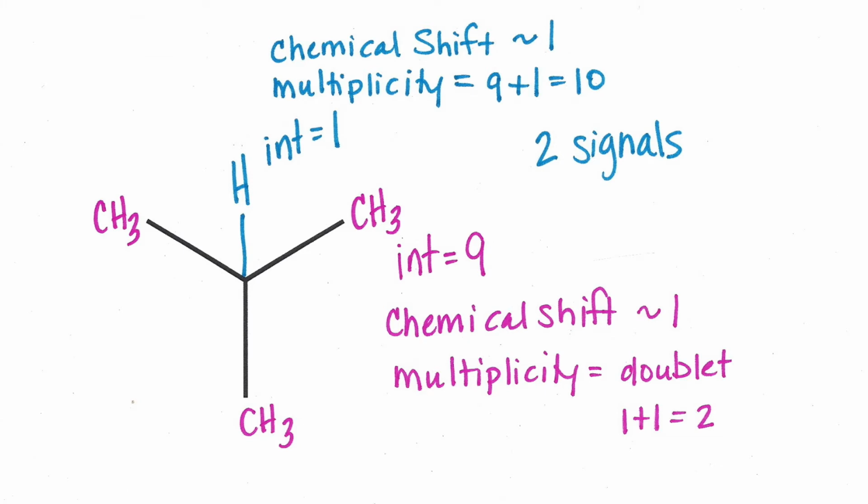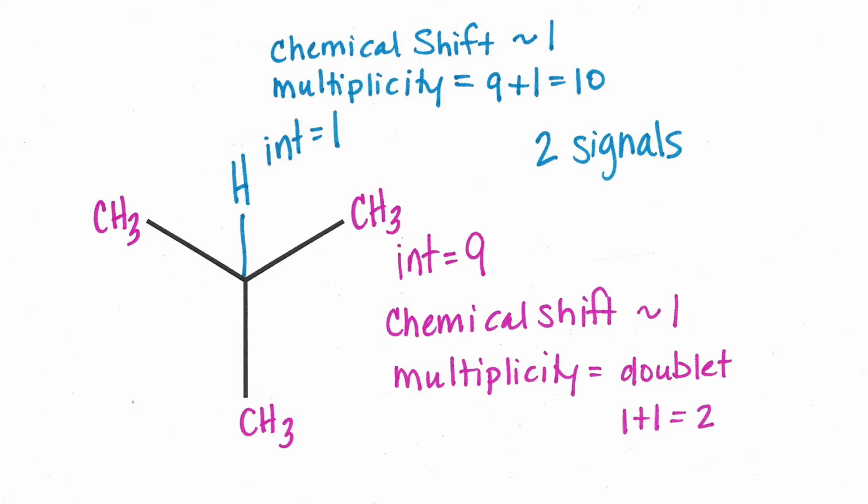For this molecule, we're going to see 2 types of protons. First, if we look at the protons in pink, these are methyl protons, so we expect their chemical shift to be about 1. And these methyl protons all see one proton, which is the blue proton, on the adjacent carbon. So the signal that represents all 9 of our pink protons is split by just the one blue proton, so that means that our signal is going to be a doublet.